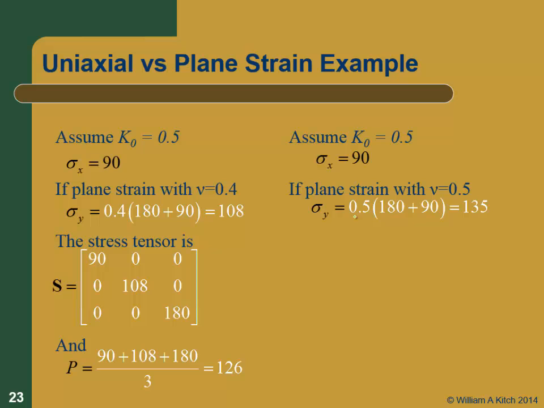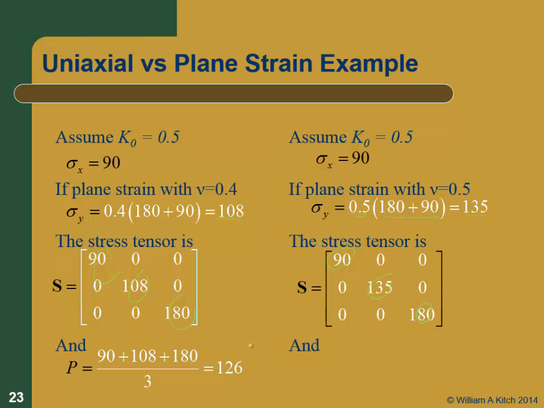So now sigma y is equal to 0.5 times sigma x plus sigma z. All right, so that's now going to be 135 by 108. The stress tensor is now 90, 135, 180 instead of 90, 108, 180. And the mean normal stress is 90 plus 135 plus 180 divided by 3. It's 135 versus 126. That should make sense.